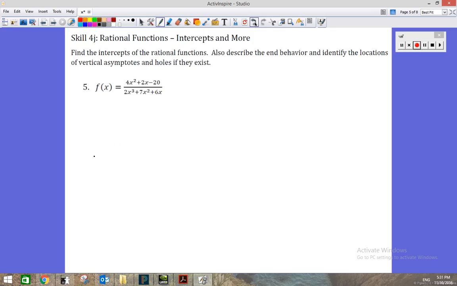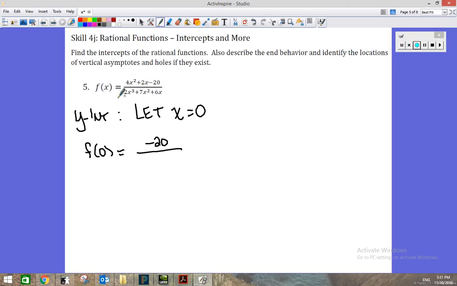To start out, if we want to find the y-intercept, we let x equal 0. So that's replacing, by principal substitution, replacing x with 0. In the numerator we get negative 20 because these first terms are just 0. Then in the denominator, we've got x everywhere, so that's 0, so that's undefined. So this has no y-intercept. This graph does not cross the y-axis.